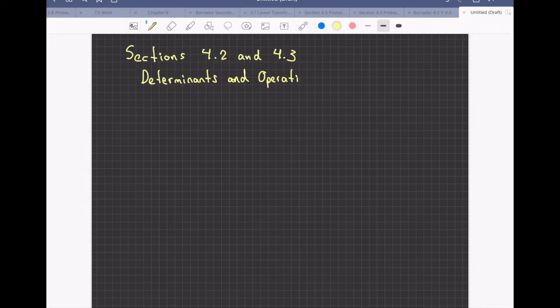Sections 4.2 and 4.3. Determinants and operations. First, definition.